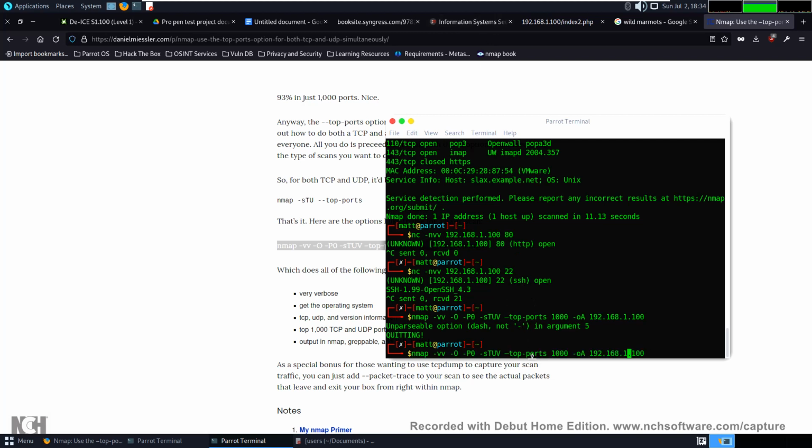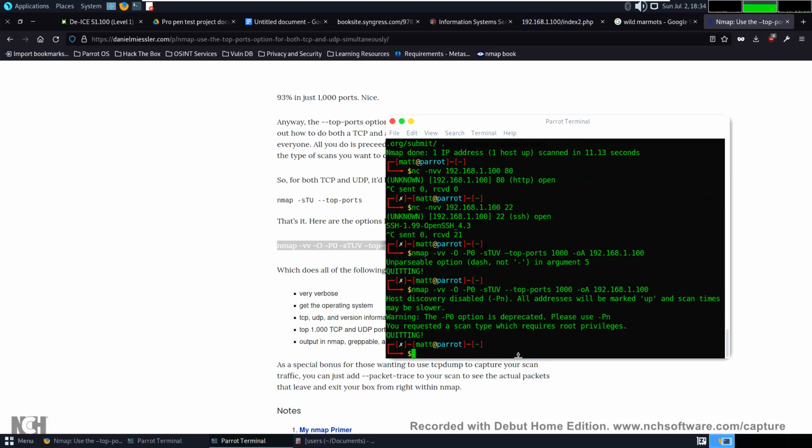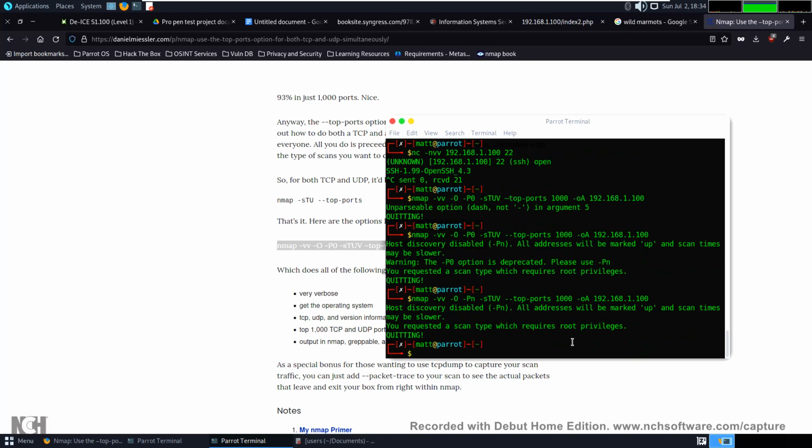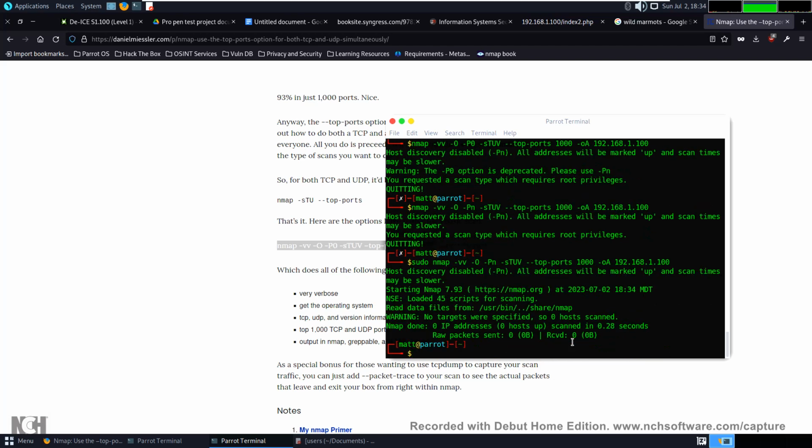Okay. Is it that? Please use dash Pn. Wow. Okay. Lowercase p, or okay, lowercase n. Probably gonna ask for my password now. We'll get it. This is all part of the thing. What is this? Host discovery disabled. All addresses will be marked up in scan times.